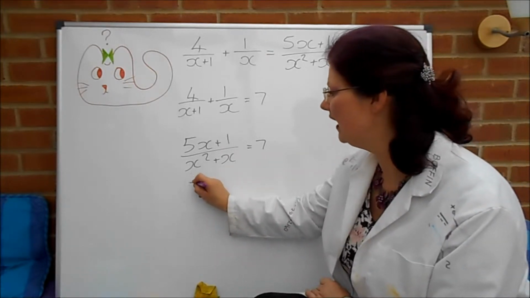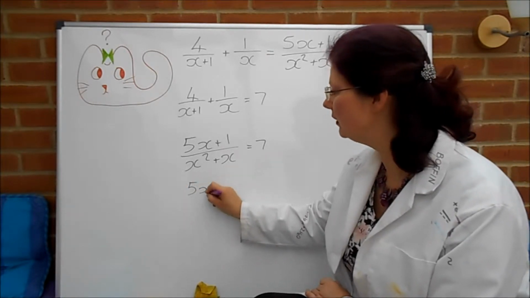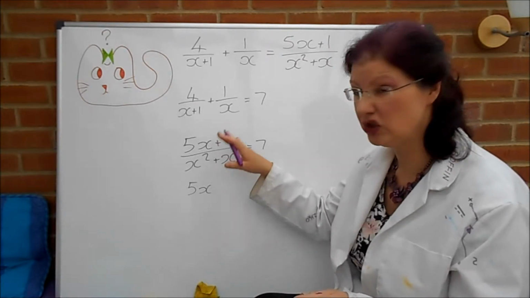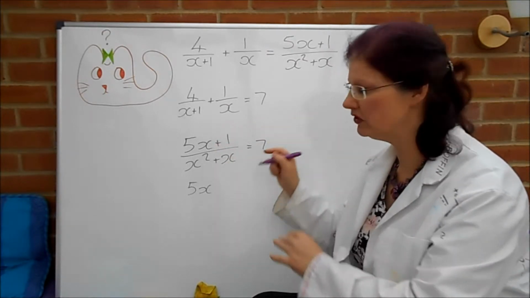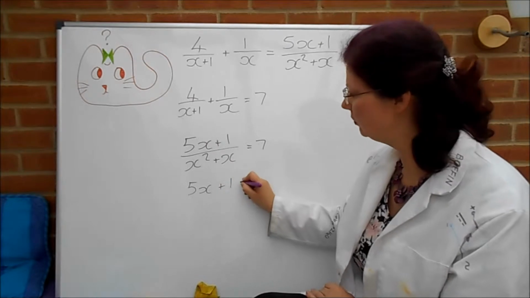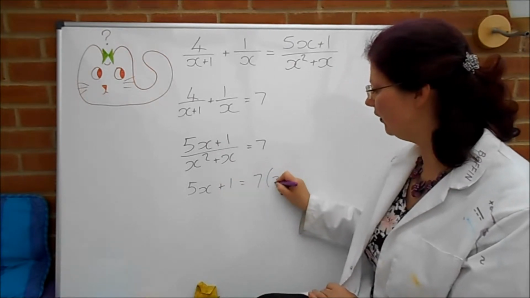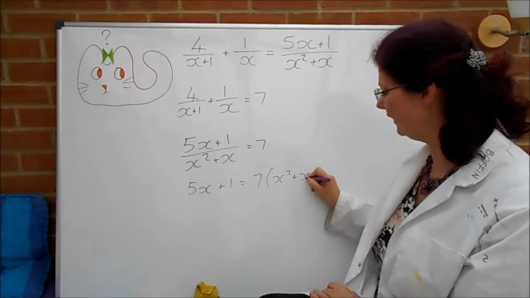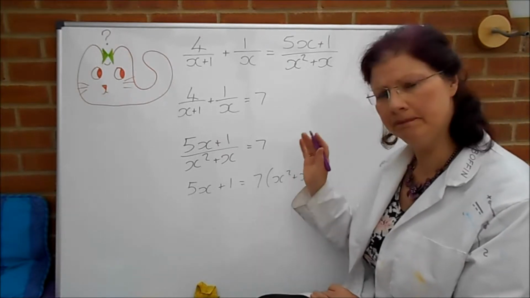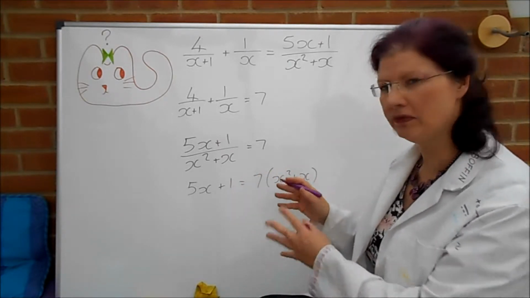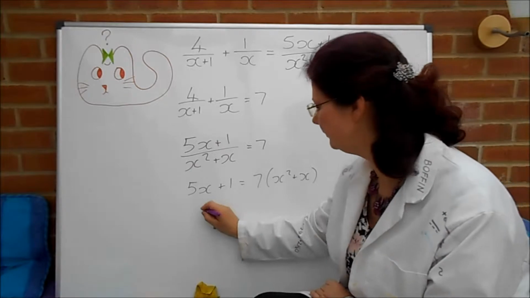So what we've got over here, if we multiply by the bottom of the fraction, which is always a good thing to do, if you're not ever sure what to do, multiply by whatever's on the bottom of the fraction is quite a good ploy. 7 lots of x squared plus x. Okay, I'm going to speed up this next bit while I just rearrange that so that it looks nice.